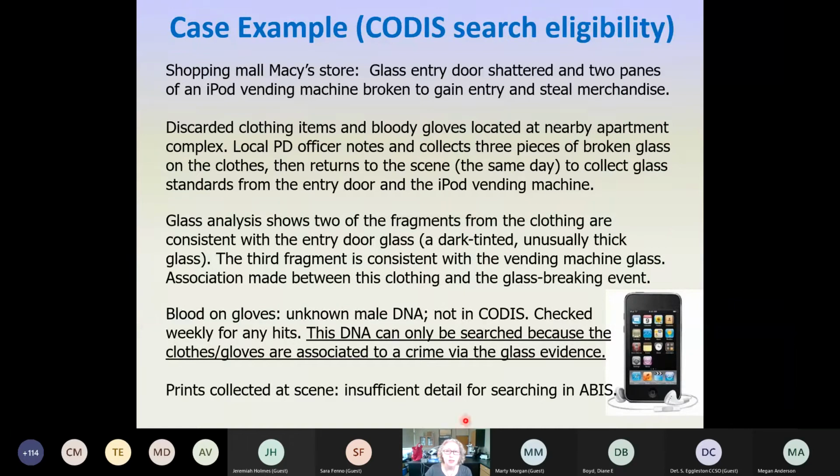In this example, the database did not include that DNA. So it's just searched on a regular basis to see if it ever comes up with a hit. And prints were also collected at the scene, but they had insufficient detail for searching in ABIS. So it's kind of an ongoing mystery, but the glass work did assist in getting into CODIS eligibility.